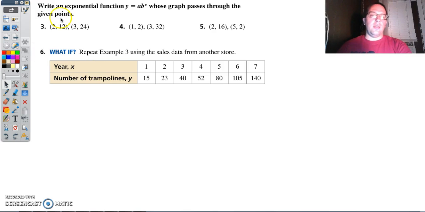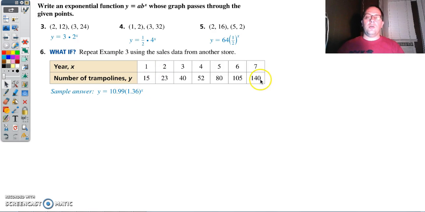All right, let's see how you did. So here's our answers. For number 3, you should have 3 times 2 to the x. Number 4, 1/2 times 4 to the x. 5, we have y equals 64 times 1/2 to the x. 6, you should have something kind of close to this. Won't be exact. Depends on which 2 points you used. So number 3, if you did not get this right, we're going to work it out. If you did get this right, congratulations, you can skip ahead to the next slide.